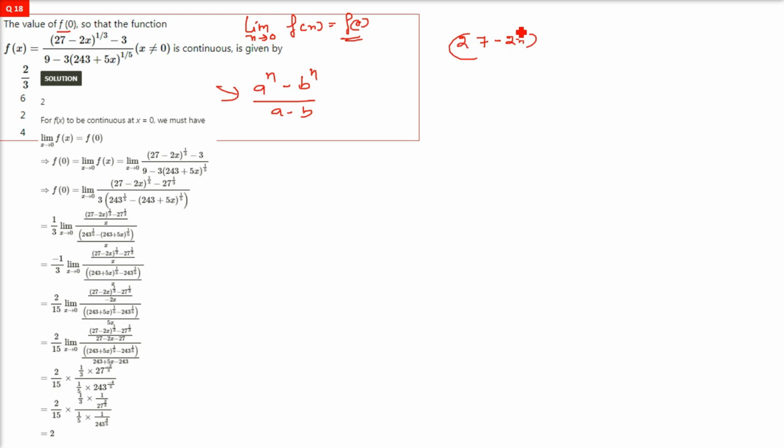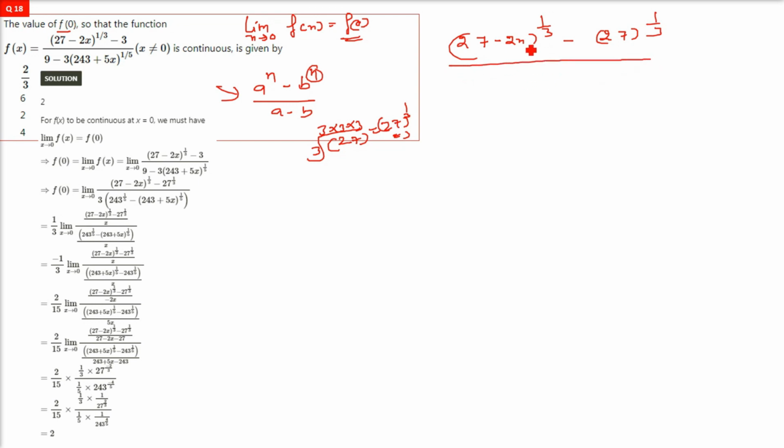So you're taking the numerator first, (27 minus 2x) raised to the power 1 by 3, and both n should be the same, so we need something of power 1 by 3. So what is the cube root of 27? Cube root of 27 is 3. So in place of 3, we can replace it by 27 raised to the power 1 by 3. Raised to the power 1 by 3 is simply the cube root.